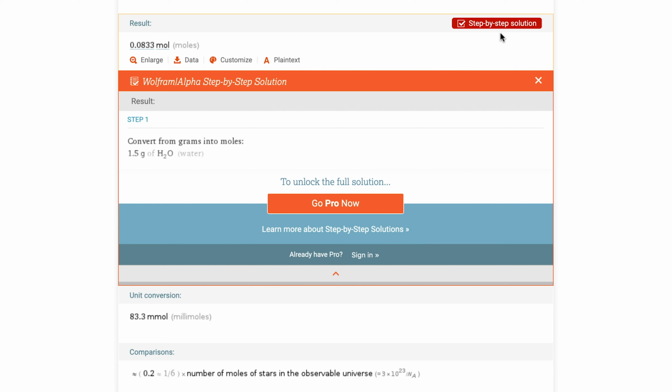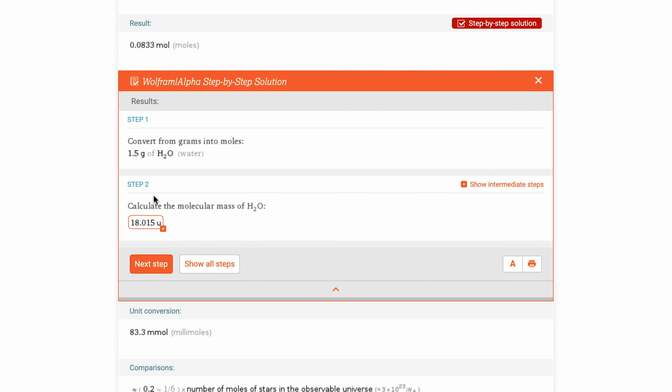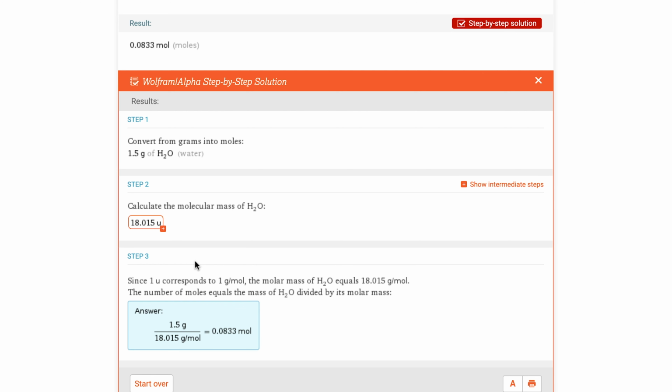With a Wolfram Alpha Pro subscription, you can also see the step-by-step solution in addition to the answer. You can study steps one by one or all at once.